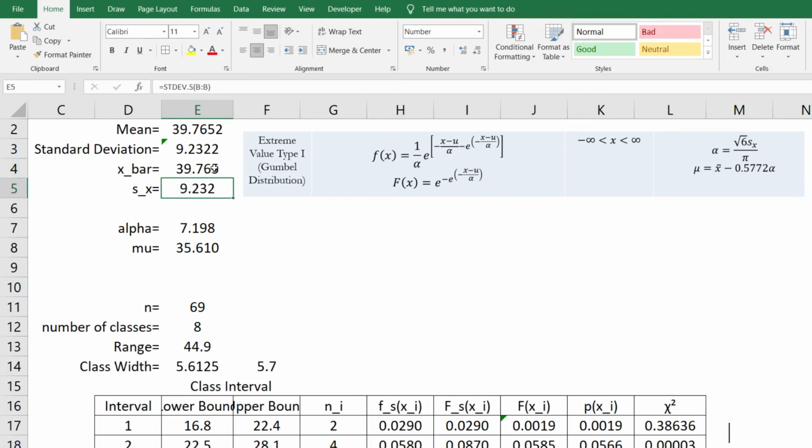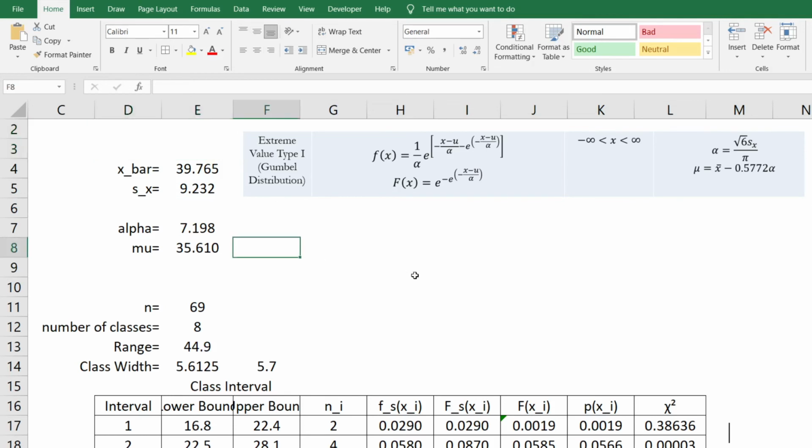Nandito na siya. Ay, parehas lang pala ito, ano? X bar and sx. Yan. Okay? Computed na yan, yung mean and standard deviation. So, to compute for alpha, diretso na dito sa Excel, meron naman na tayong formula. So, alpha is square root of 6 times sx divided by pi. And then for mu, we have x bar minus 0.5772 times alpha. Okay, computed na rin yan.